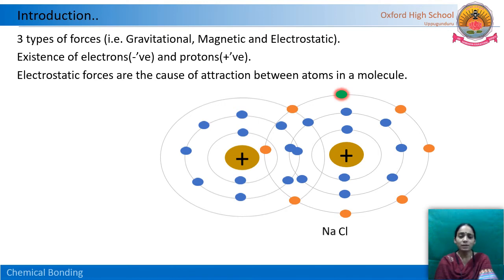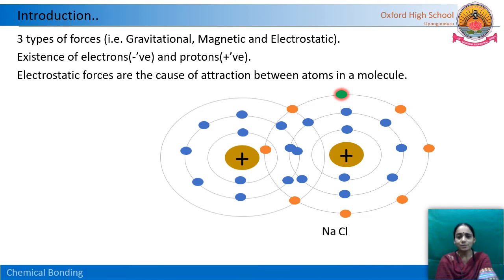But we know that electrons are negatively charged and the nucleus is positively charged. So when two nuclei come closer, they have to repel, right? And two electrons, two negatively charged particles, when they come closer, they have to repel. But why? What is the reason behind this attraction? If the attraction is more than the repulsion, then the bond will form between the two atoms. If the repulsion is more than the attraction, then there is no bond between the atoms.